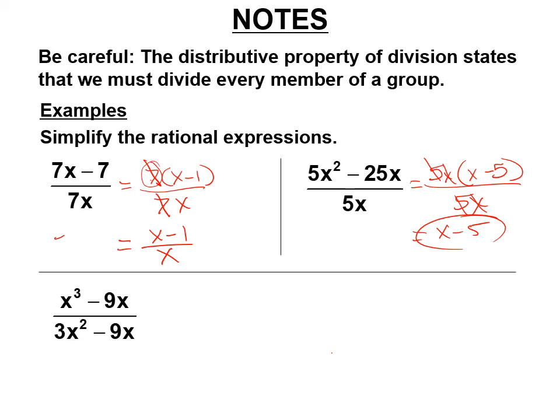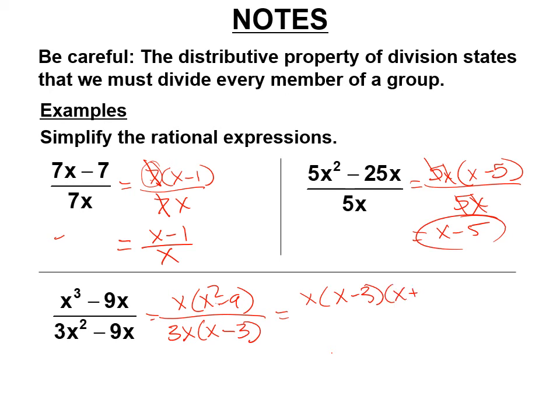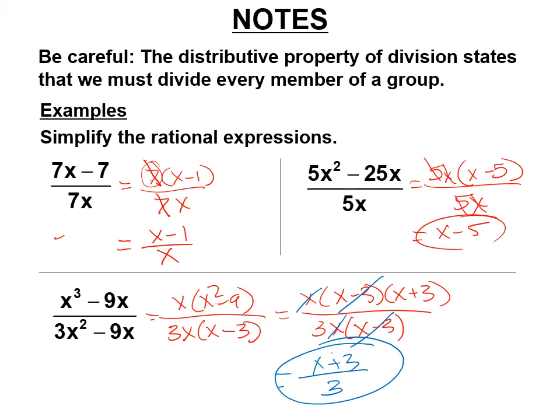One more time, again, we got groups. But on top, I can take out an x and get x squared minus 9. On the bottom, I can take out a 3x, and I get x minus 3. Interesting. Well, look at x squared minus 9. That's a difference of perfect squares. I can make x minus 3 times x plus 3 out of that. And so now let's look at what I have. The x's cancel, the x minus 3's cancel, and I have x plus 3 over 3. We cannot cancel those 3's because the x plus 3 is a group.